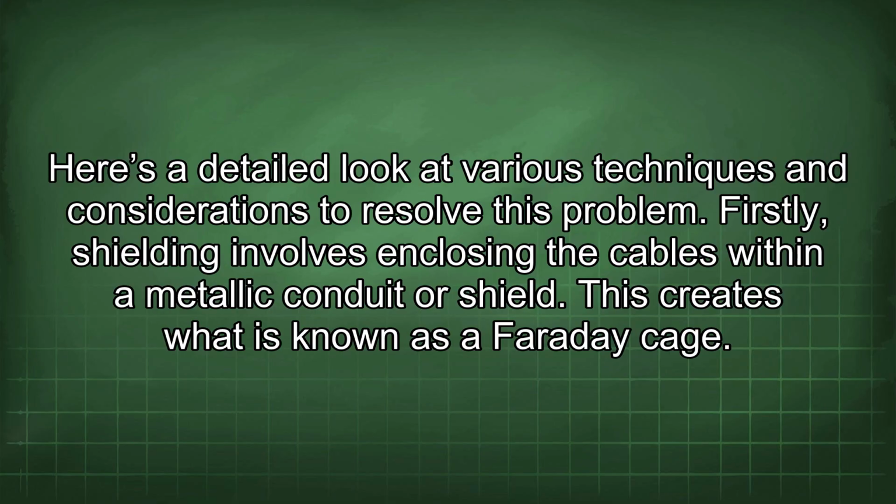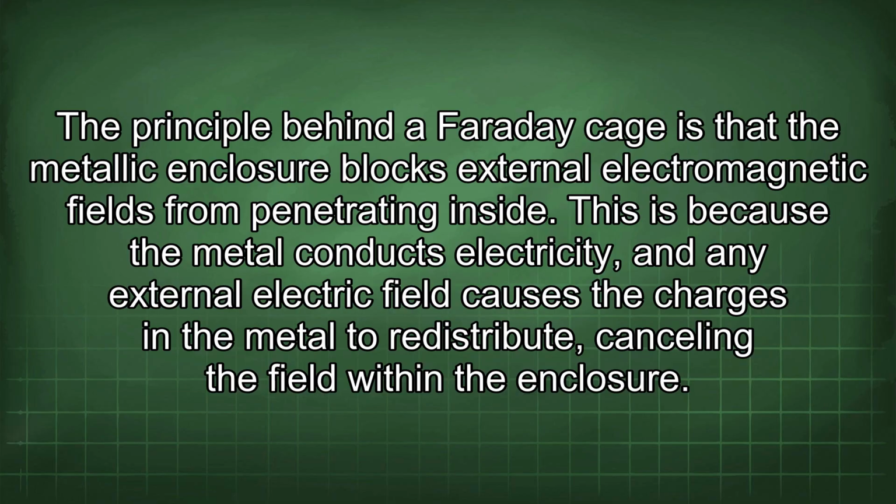Firstly, shielding involves enclosing the cables within a metallic conduit or shield. This creates what is known as a Faraday cage. The principle behind a Faraday cage is that the metallic enclosure blocks external electromagnetic fields from penetrating inside. This is because the metal conducts electricity, and any external electric field causes the charges in the metal to redistribute, cancelling the field within the enclosure.